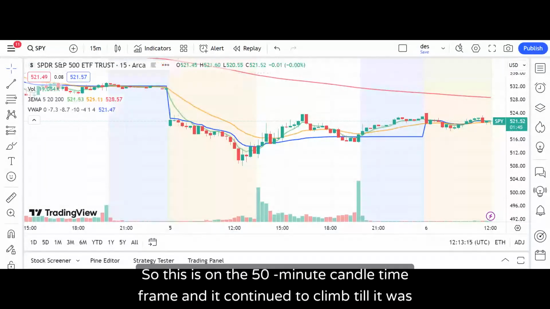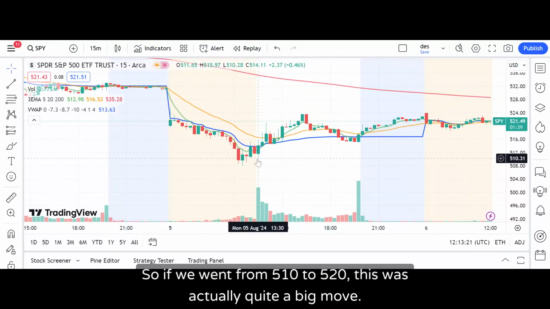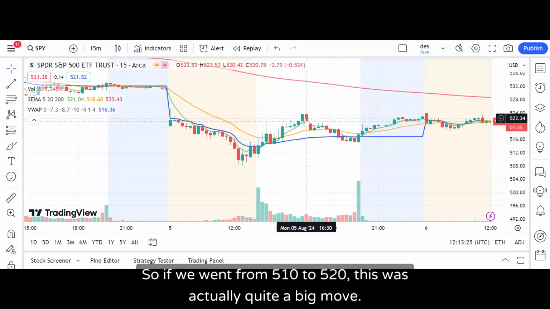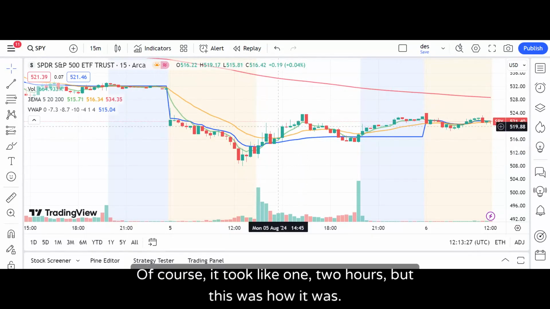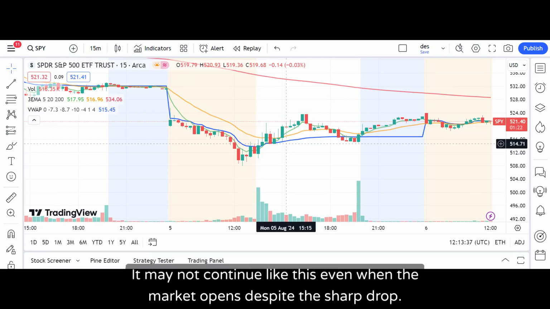This is on a 50-minute candle time frame, and it continued to climb till it was about 520. So if we went from 510 to 520, this was actually quite a big move. Of course it took like 1-2 hours, but this was how it was. So you can see that the trend continuation may not be so smooth. It may not continue like this even when the market opens, despite the sharp drop.